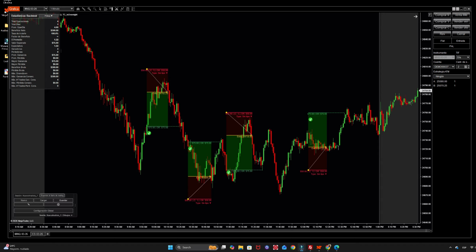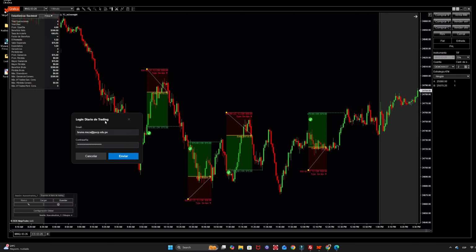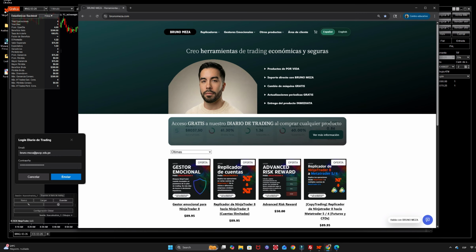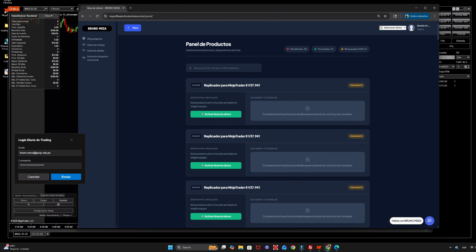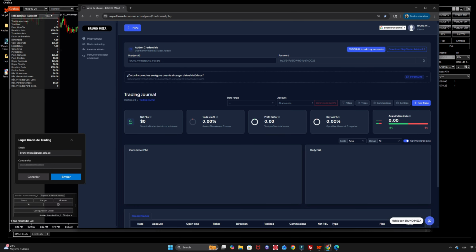Then, click the Export to Trading Journal button. Immediately, a window will open in which you will be asked to enter the username and password for the trading journal. To find the username and password, go to brunomeza.com and then to the Client Area button at the top. Then, log into your client area and access the Trading Journal button in the left side menu. If you had never used the journal, you will see a Start button. If you had already used the journal, then you can skip that window.